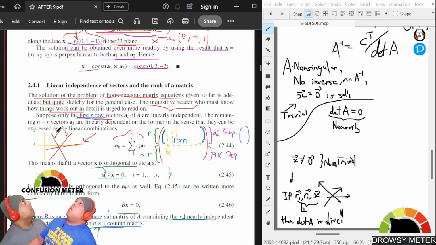And the same thing with 3D now. With 3D, you can only make 3 non-parallel guys. The fourth one will be a combination of the 3 non-parallel guys. So we have r independent guys, and once again n minus r dependent guys.